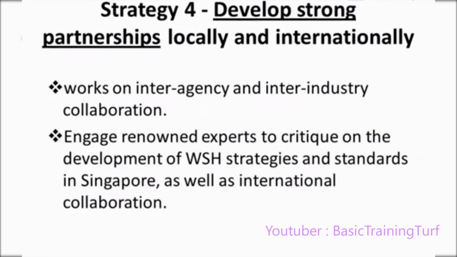Strategy 4. Develop strong partnerships locally and internationally. Works on interagency and inter-industry collaboration. Engage renowned experts to critique on the development of WSH strategies and standards in Singapore, as well as international collaboration.